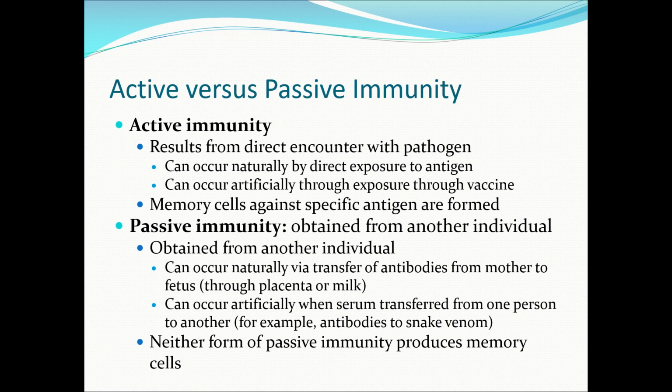In passive immunity, it can occur naturally via transfer of antibodies from mother to fetus, like through the placenta or milk. It can occur artificially when serum is transferred from one person to another, for example, antibodies to snake venom. So it could not even be just from one person to another, it could even be from an animal. And neither form of passive immunity produces memory cells. That's why it's passive.